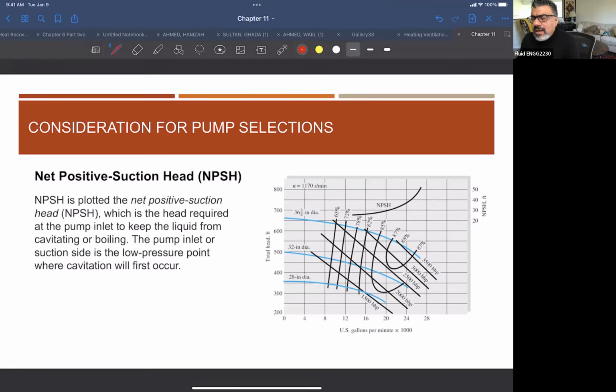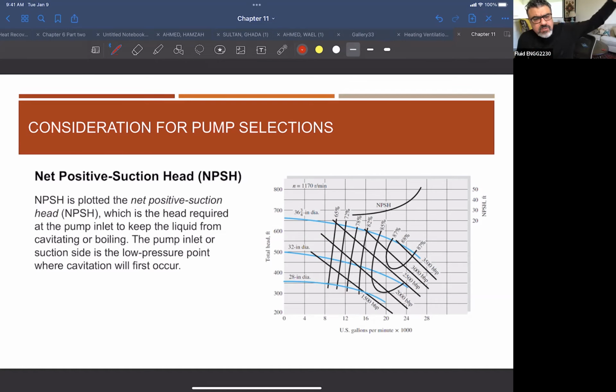I see the time is approaching the final, but let's just make the definition here and then we can solve the problem next time. So net positive suction head is basically the head required at the pump inlet to keep the liquid from cavitating or evaporating, right? The pump suction, or the pump inlet, has a lower pressure point. Why? Because the fluid is going inside the pump from this tank.